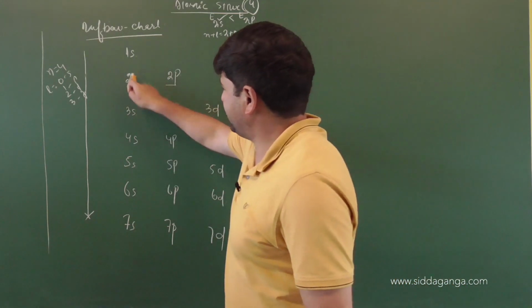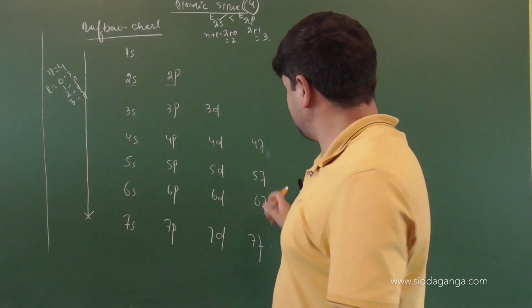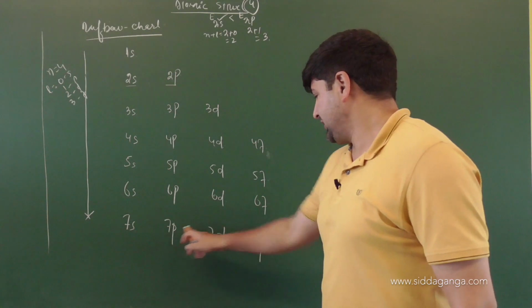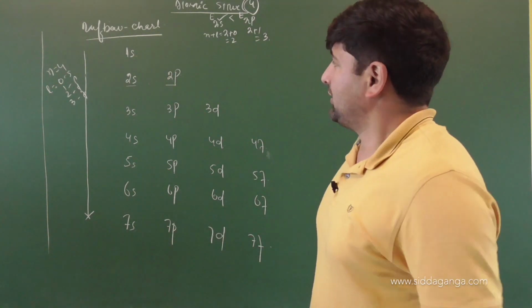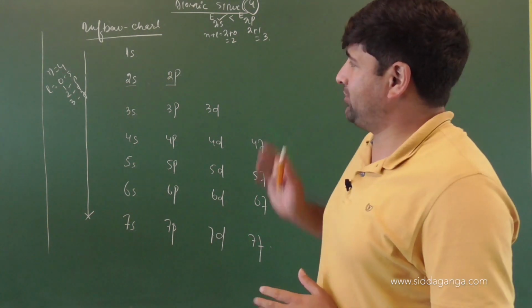So I have written 1s, 2s, s has come, p has come, d has come, f has come. If you further want to extend it, g will also come. In 5, g will come. In 6, h will come. In 7, i will come, so on and so forth. Is it clear? Right.